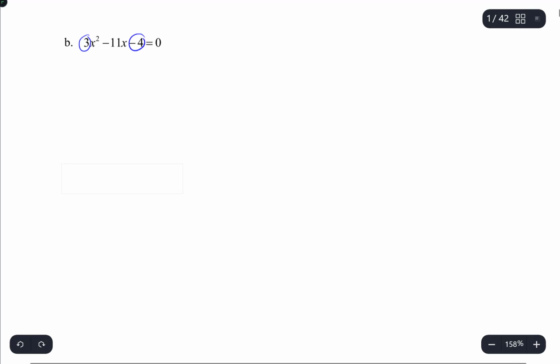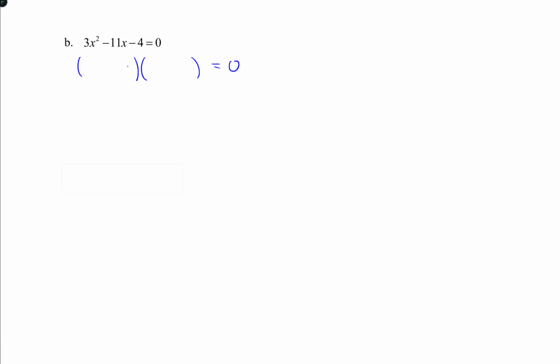There's lots of different ways of doing this. I think one of the easiest ways, especially if one of these two numbers happens to be a prime number, is just the guess and check method. So what we'll do is draw out two sets of parentheses here and find two things that will multiply to 3x squared. Well, the only possibilities there are 3x and x. So I know that my first two terms in these factors have to be those values.